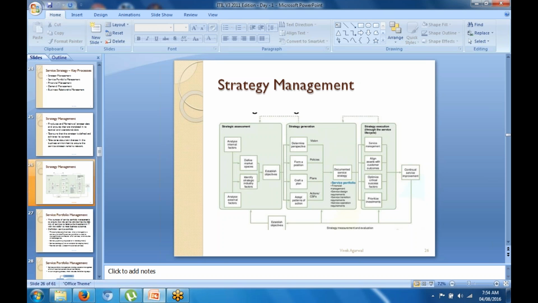And then the final block on the right hand side, the outcome of this strategy generation, is actual strategy execution through the service life cycle. Under that we have service management, align assets with customer outcomes, optimize critical success factors and prioritize investments, and finally continual service improvement. So this is basically a single component, at granular level under ITIL, a process called strategy management. That is the first process.